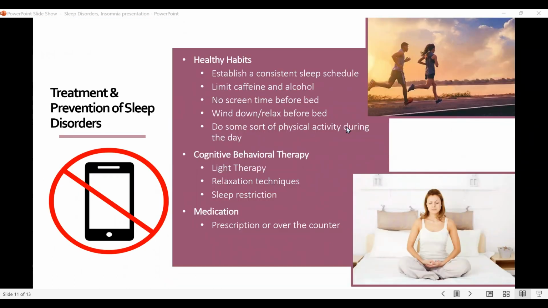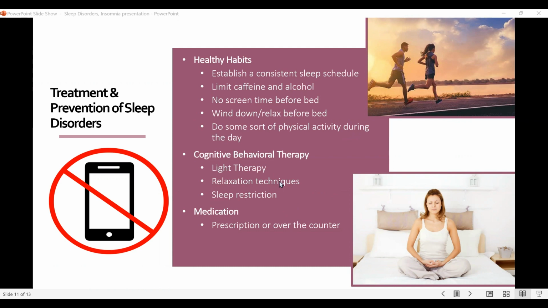Treatment and prevention of sleep disorders. So, in order to get better sleep, there are habits college students can implement into their lives. College students should establish and maintain a consistent sleep schedule, limit caffeine and alcohol intake near bedtime, avoid screen time before bed, do some sort of physical activity during the day, and find effective ways to relax and wind down.